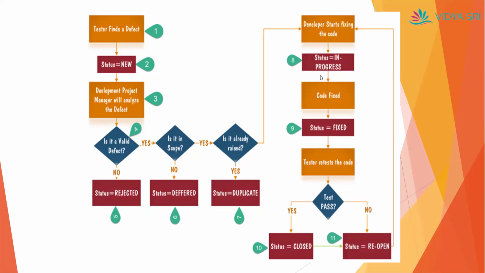Then he will check the status, like whether he has started working on that particular issue or defect. So with that particular defect, he will verify. It was in progress. Once that issue is fixed by the developer, he will send it to us again for retesting.